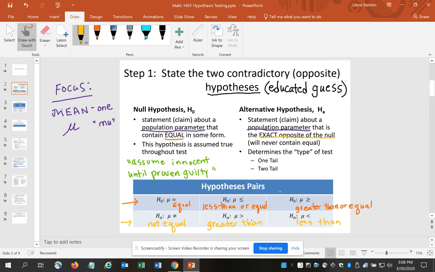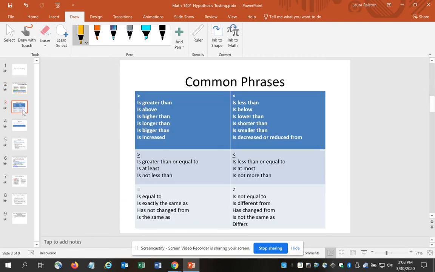And oftentimes that's one of the challenges for students, knowing which one of the symbols should be used. And that's all in the phrasing of your scenario. The other thing about the alternative hypothesis, and we're going to talk more about this in just a minute, is it determines the type of test you're going to do. But on the next slide, I put together a list.